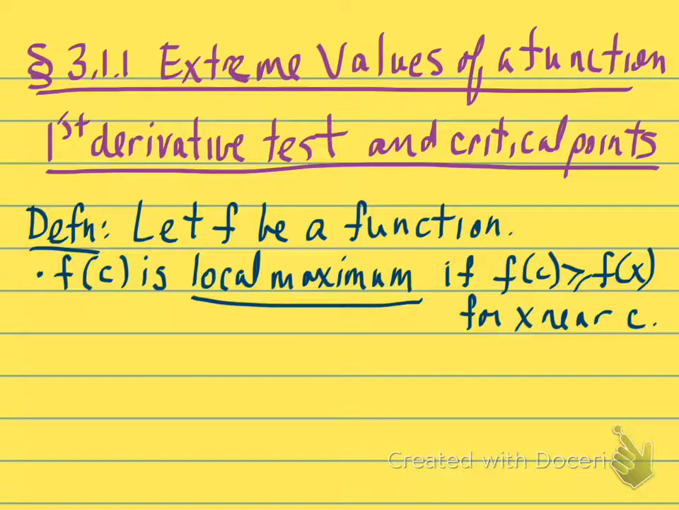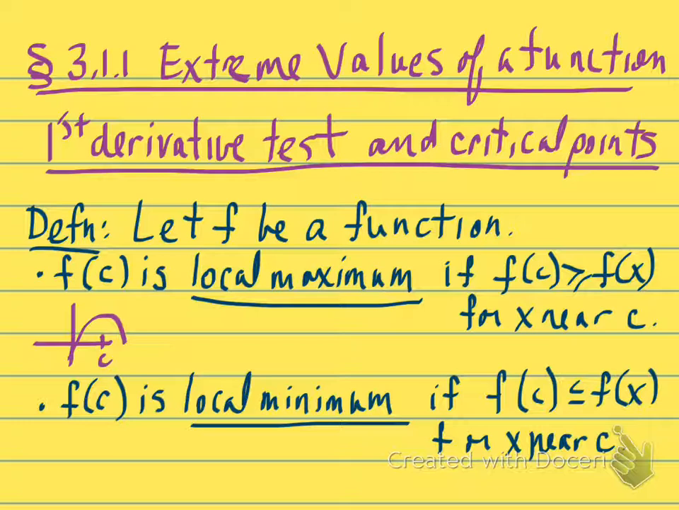So we'll say that f of c is a local maximum if f of c is greater than or equal to f of x for all x near c. So if f of c is the biggest point in a little local region, then we'll say f of c is a local max, as indicated in this picture.